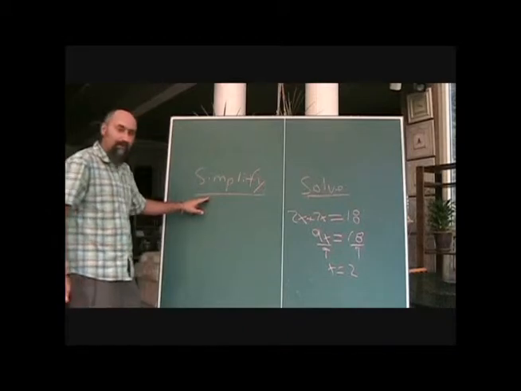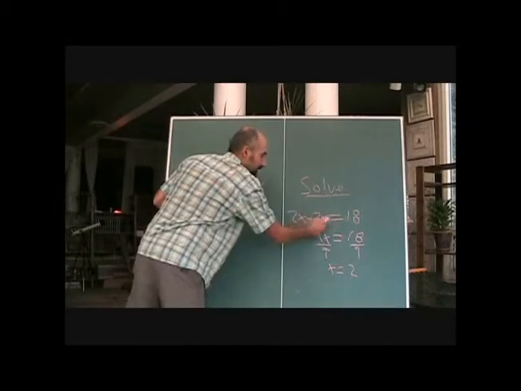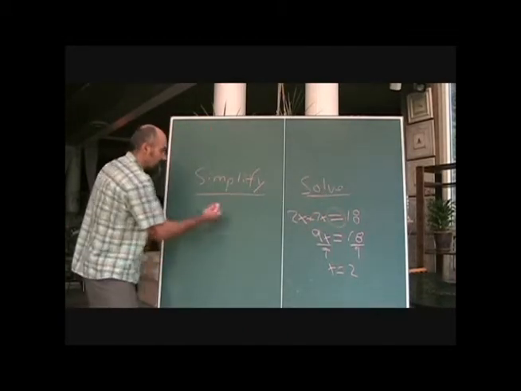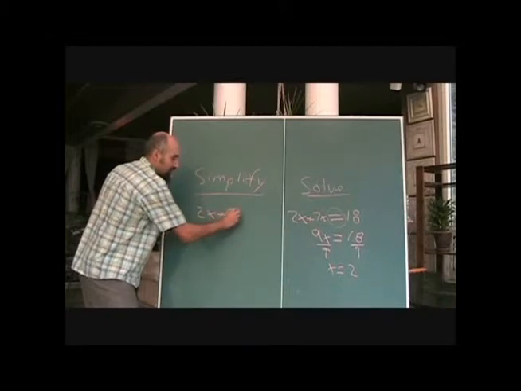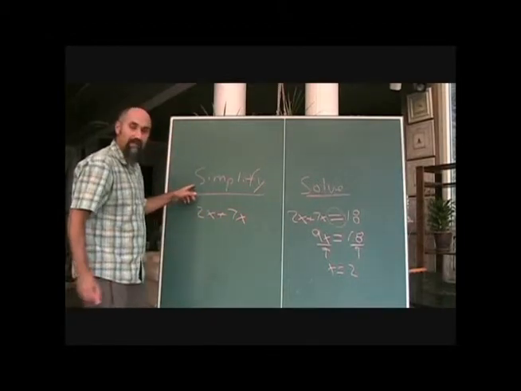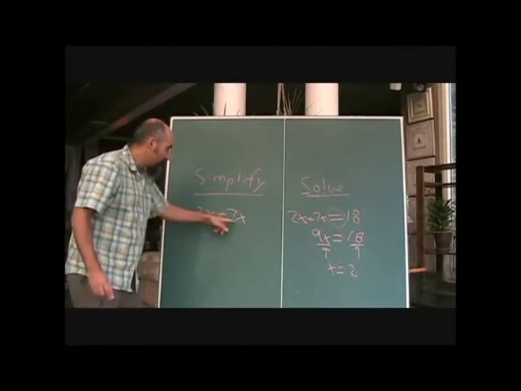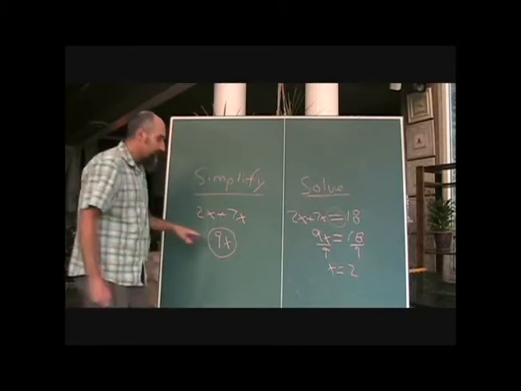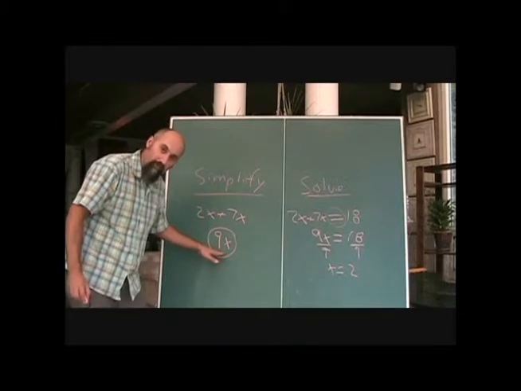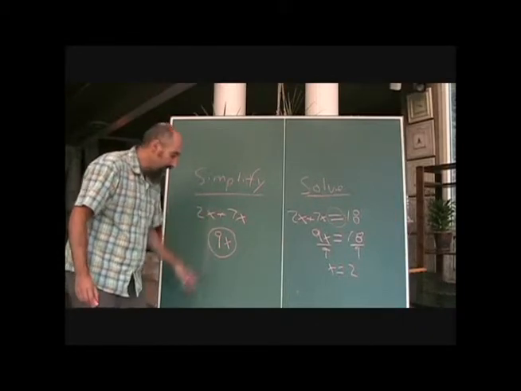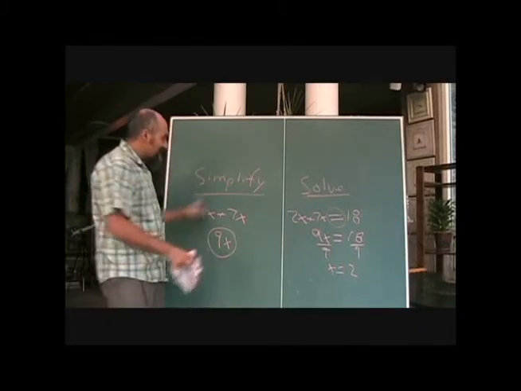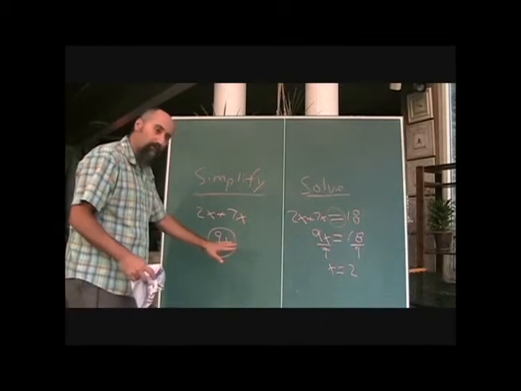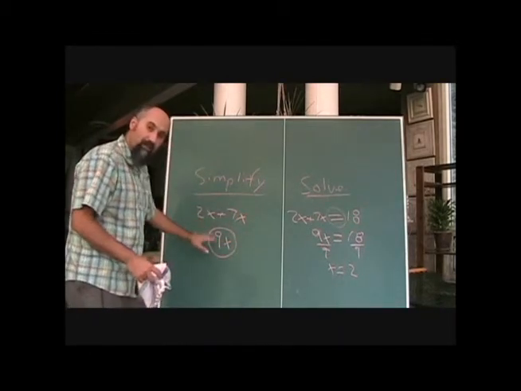With simplify, the question is going to be missing the equal sign. It's going to say 2x plus 7x, and all they would say is simplify. So 2x plus 7x is going to be 9x, and that's your answer. There is no solution for x here. This is a general term. Now, this is simple algebra with equations and just simplification.